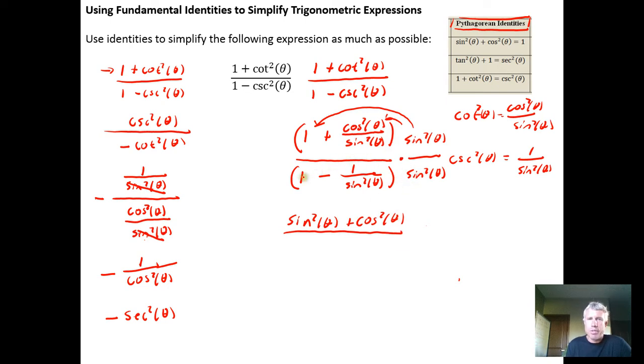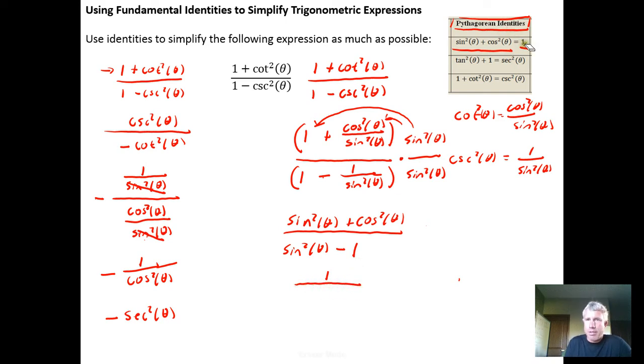We get sine squared times 1 is sine squared of theta, minus sine squared times 1 over sine squared. So we're multiplying by reciprocals here, so we just get 1. And then sine squared plus cosine squared is the Pythagorean identity. It just equals 1. So I can replace the numerator with 1.